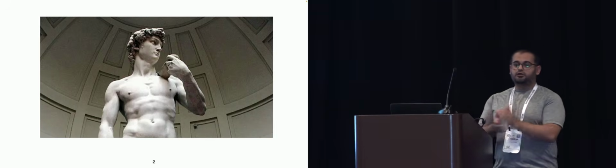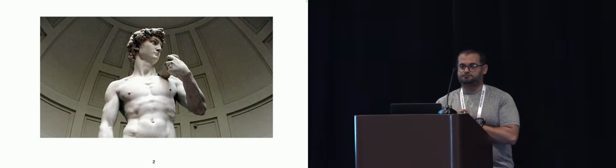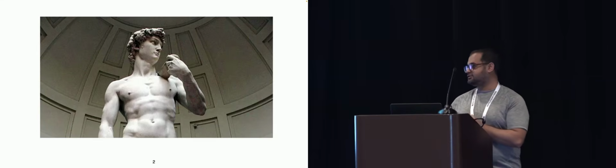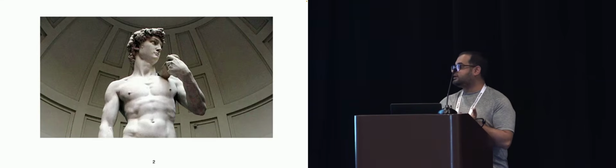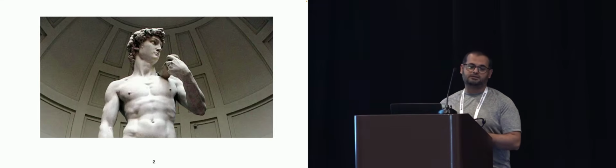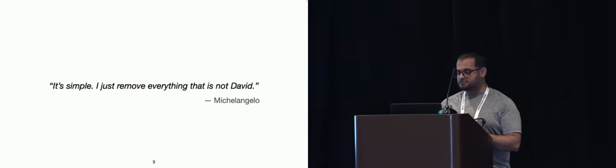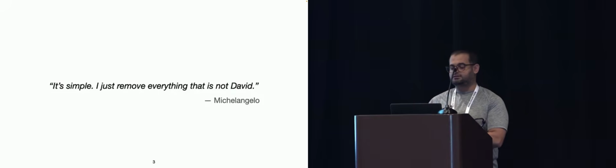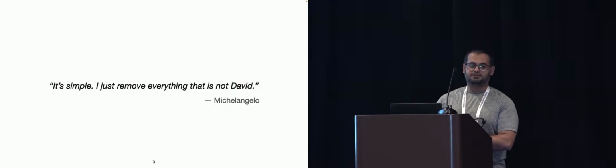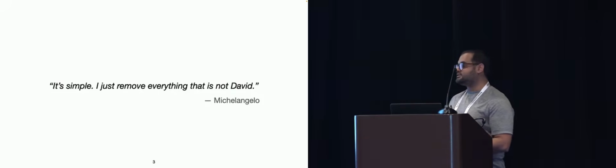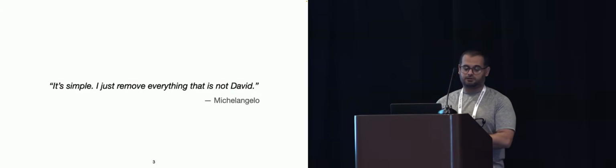So a quick question here. Do you know what this is? This is the Statue of David. The artist who made it was asked how he made it, and the answer simply was, he just removed everything that is not David. And probably you are wondering, how is this relevant to this paper?